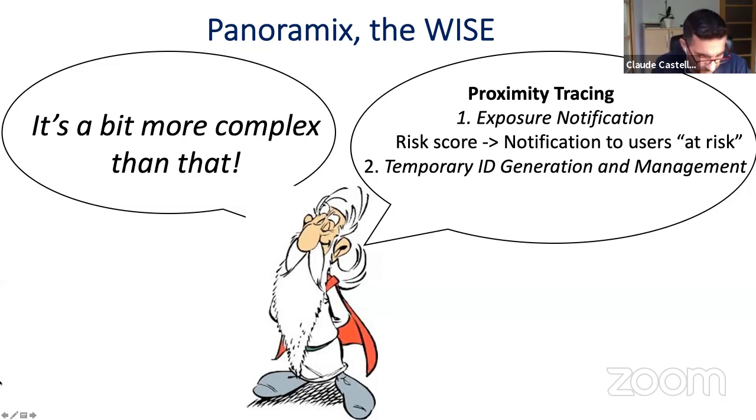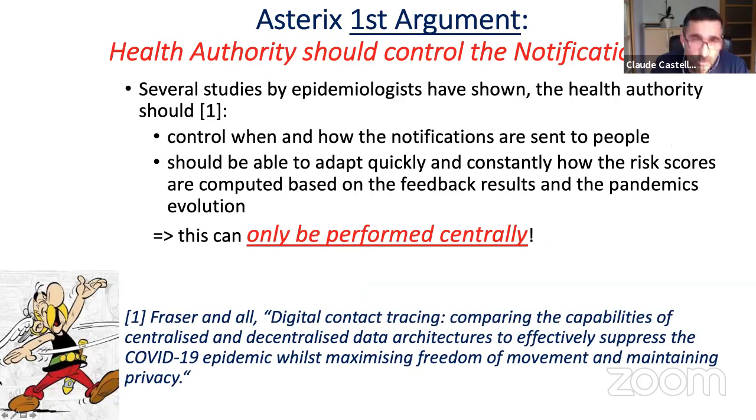So Asterix's first argument is that the health authority should be able to control the notification. And actually, several studies by epidemiologists have shown that the health authority should be able to control when and how the notifications are sent to the people, right? Because if you don't control that, you might get into some kind of uncontrolled situation. But also, the health authority should be able to adapt quickly to the situation, and they should quickly be able to update how the risk score is being computed using the feedback from the users, and also based on the evolution of the pandemic.